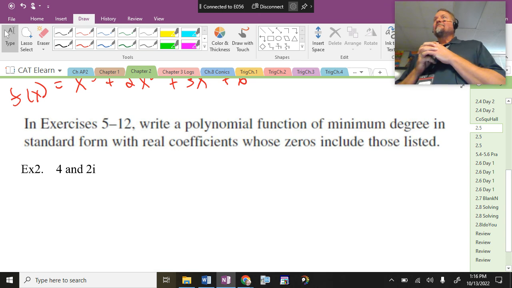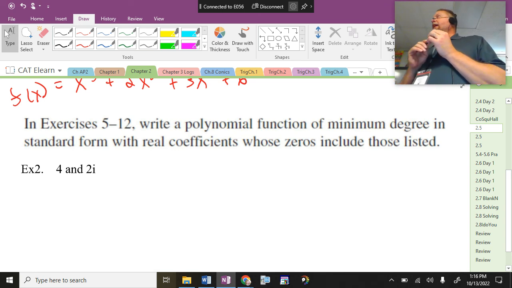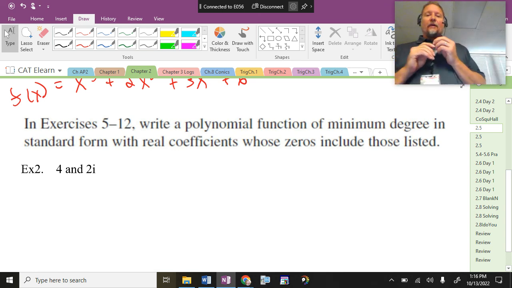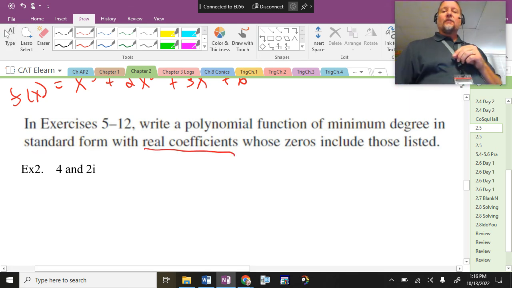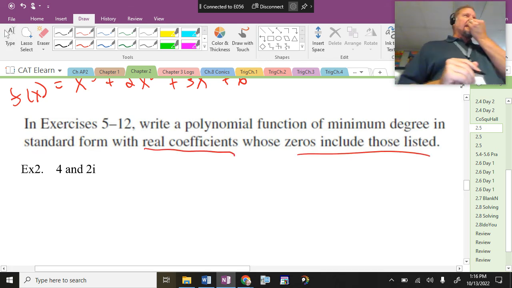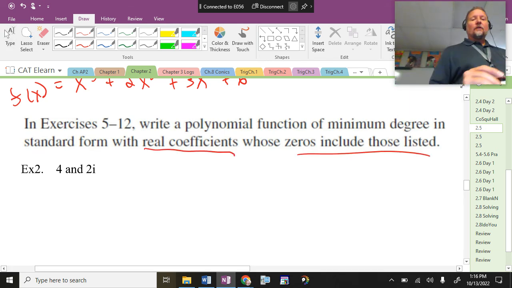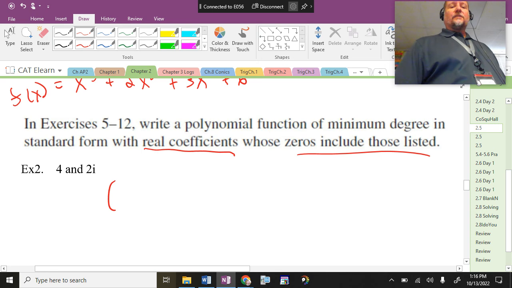Well, 4 and 2i are zeros. All right, write a polynomial of minimum degree in standard form with real coefficients whose zeros are listed. So we don't have to say anything other than just do the polynomial. Well, of course, if 4 is a zero, what is a factor? 3, 2, 1, go.